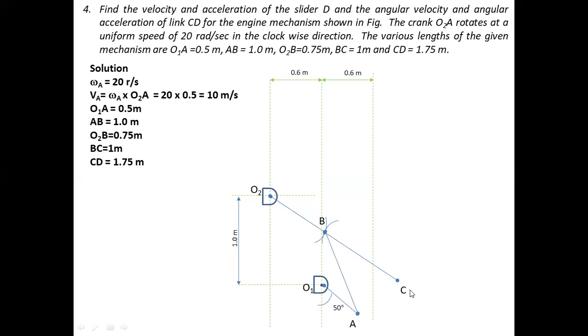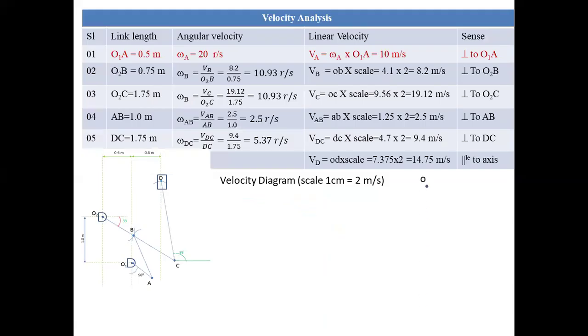After this, we have CD given as 1.75 meter. That means we have to take a distance of 17.5 centimeter in the compass, and cut that distance on the vertical line so that we get the orientation of the slider. So this is the orientation of the slider. In this way, we can draw the actual configuration diagram. Okay. Now the next part is we have to draw the velocity polygon based on this data.